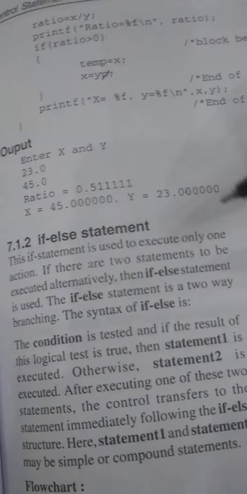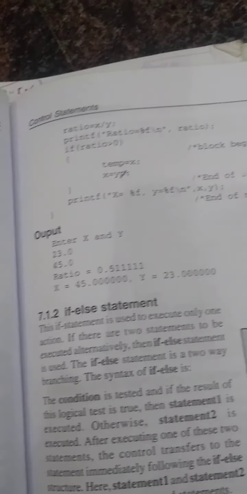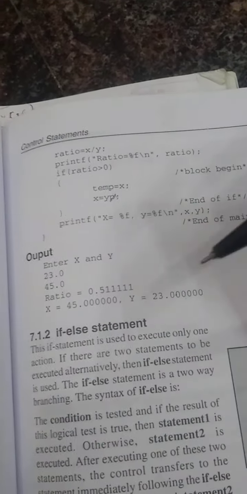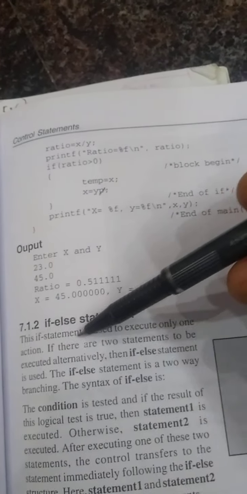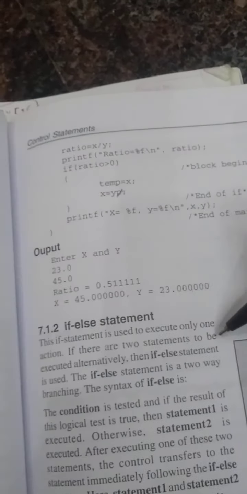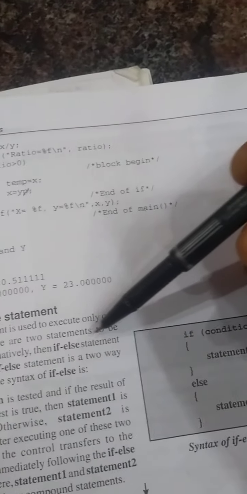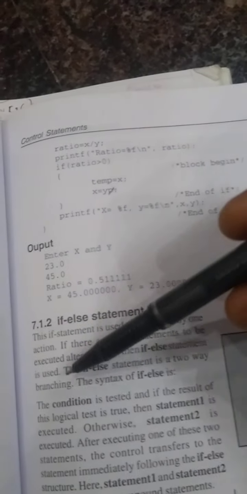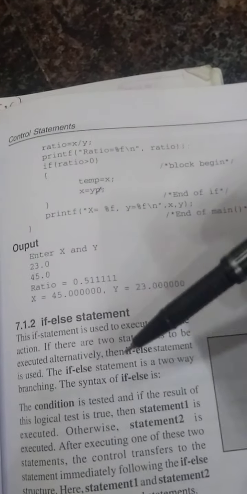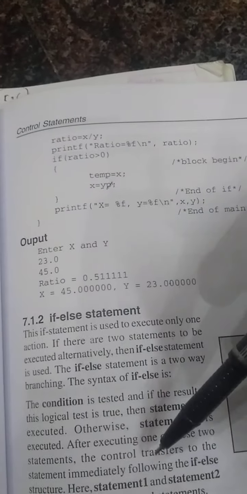And let us see the if else statement. In the case of the if statement, you check and execute only one statement; the if statement is used to execute only one action. If there are two statements to be executed alternatively, then the if else statement is used. This if else statement is two-way branching, meaning if the condition is true it executes one, and if it is false it executes the other.